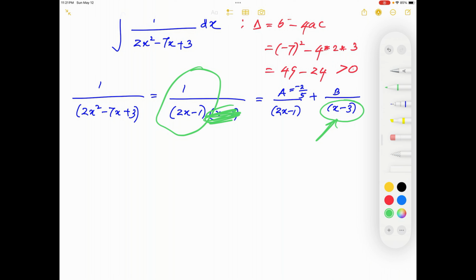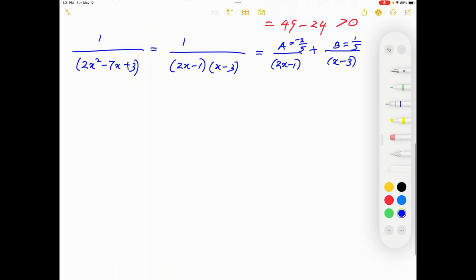Which means we have 1 over 5. Therefore, b equals 1/5. Alright, now we have split that into partial fractions. Now we can easily integrate this question. Integration 1 over 2x squared minus 7x plus 3 dx.